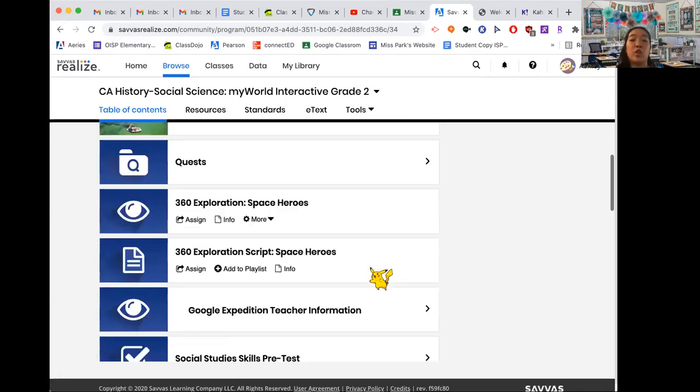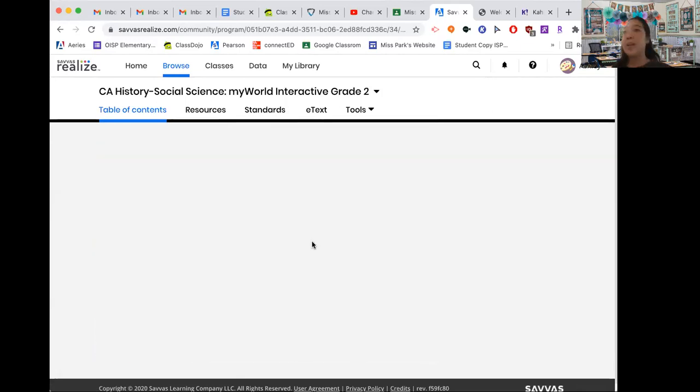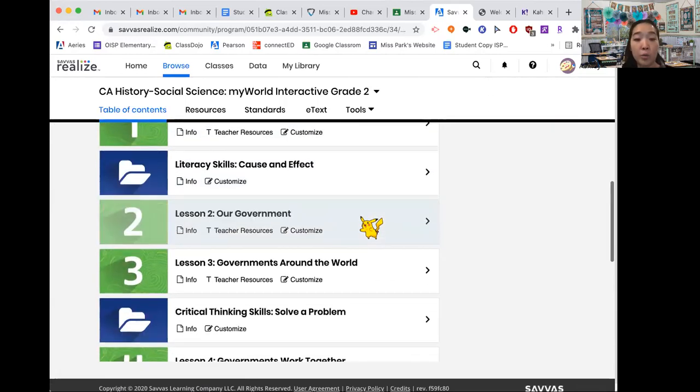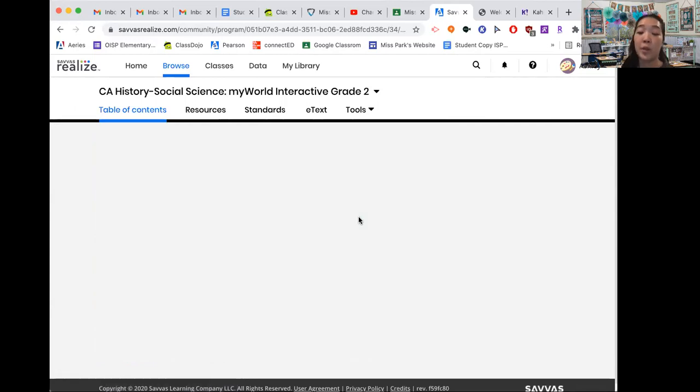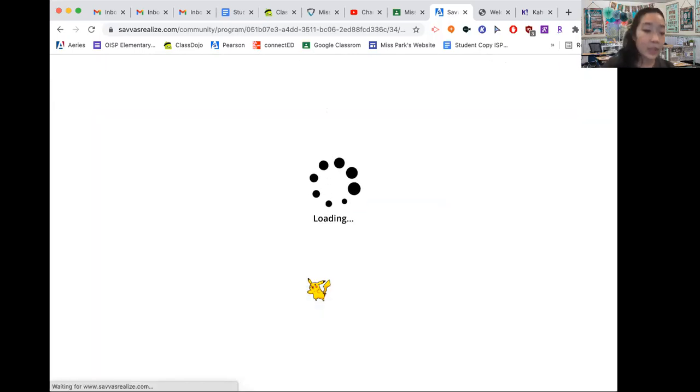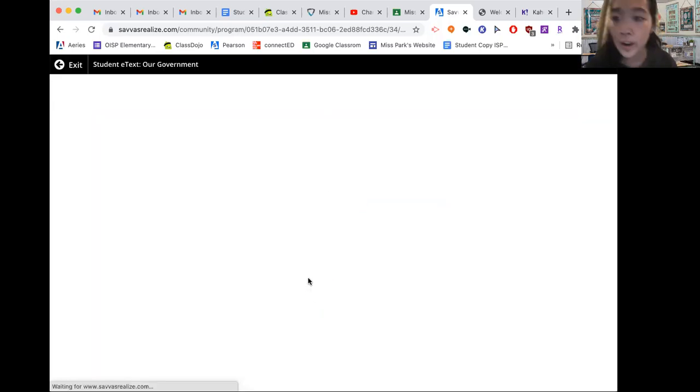I'm going to go to chapter 3, government, and then I'm going to see if I can find that lesson where it talks about the years. So citizens follow rules, our government, governments around the world. I believe it's going to be under our government because that's where we learn about our Congress. I'm going to click on the student e-text. So if you're never sure about an answer, you always should double check where you can find that answer.